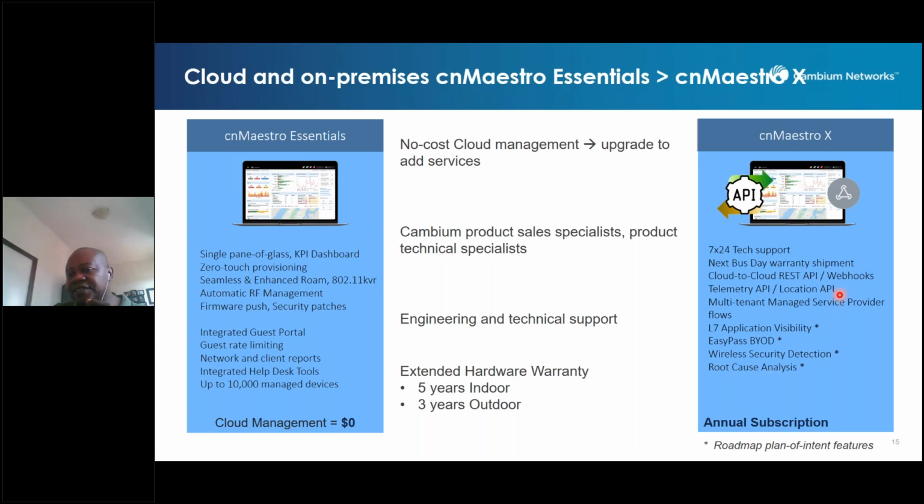So webhooks is another thing that you only find with CN Maestro X. And with CN Maestro X, you get 7x24 tech support. It's part of the annual subscription.